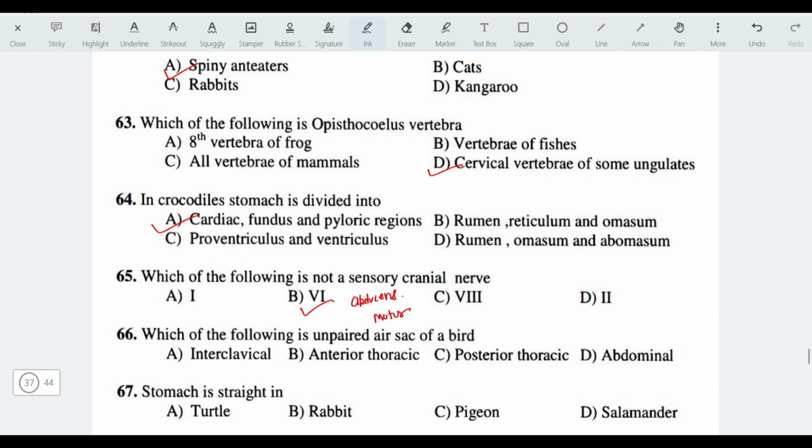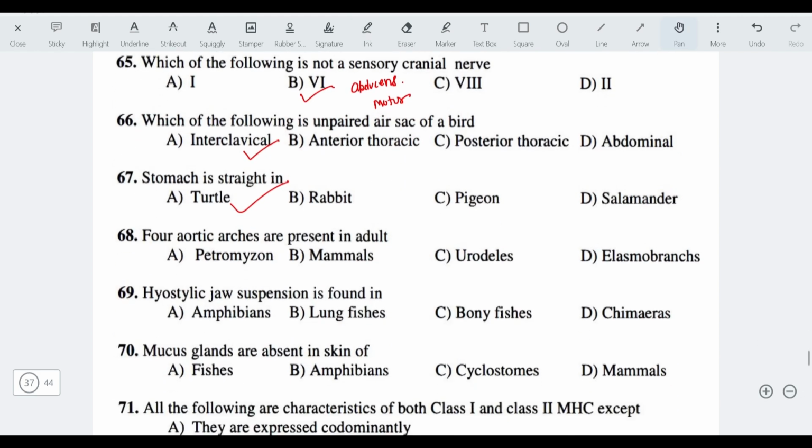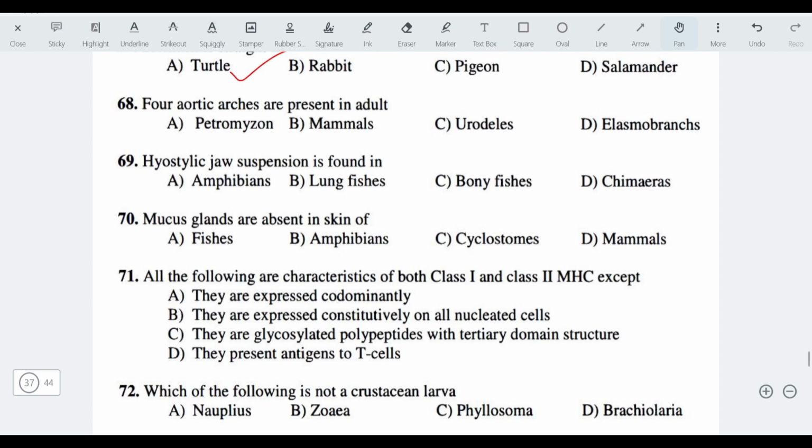Next, which of the following is an unpaired air sac of bird? The answer is interclavicular. It is unpaired. Next, stomach is straight in. The answer is turtle. They have a straight, simple stomach, right? Next question, 4 aortic arches are present in adult. The answer is urodeles. Urodeles. And what is an example of them? Salamander. They have 4 aortic arches.